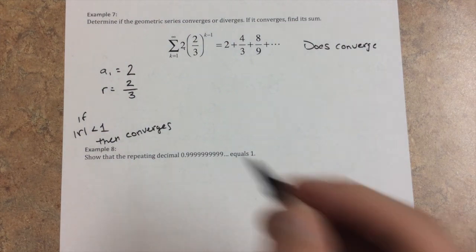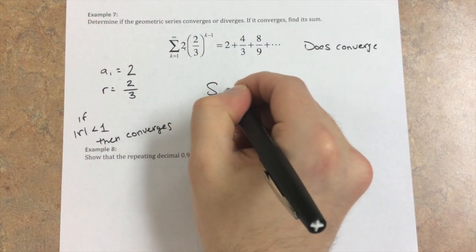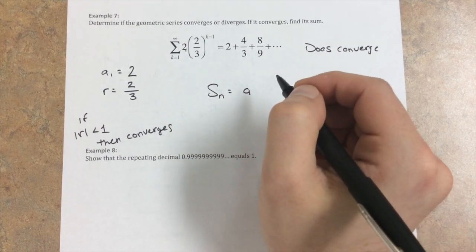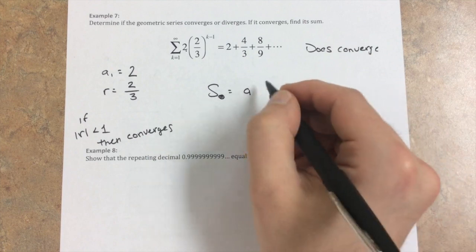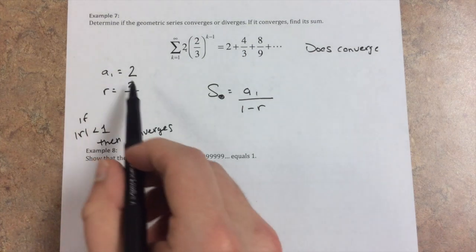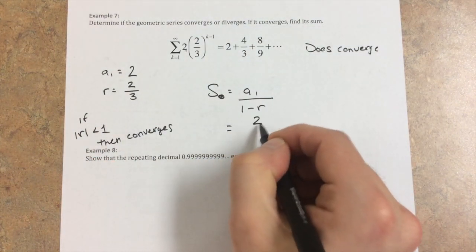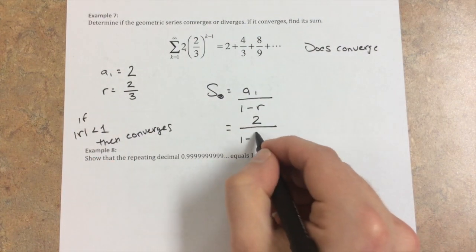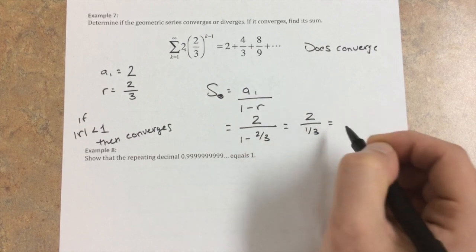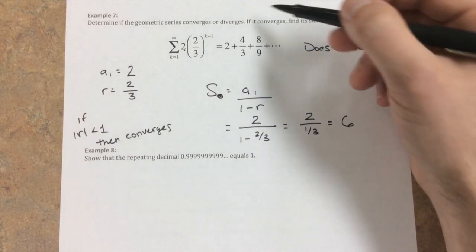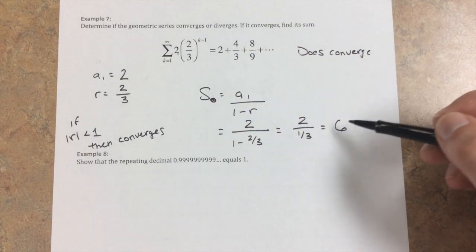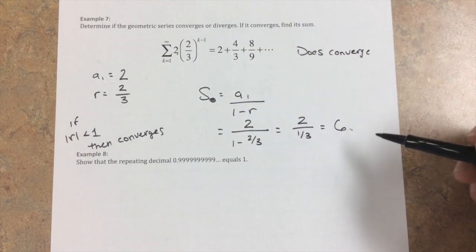And what does the sum add up to? Let's write out the formula. Our sum is a sub 1 over 1 minus r. There's our formula. We know what a sub 1 is, that's 2. We know what r is, 1 minus 2/3. So this is just 2 over 1/3, which is 6. So no matter how many terms, the more and more terms that I add to this series, I'm getting closer and closer to the sum being 6.